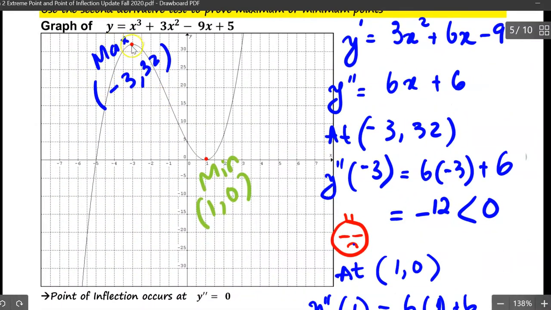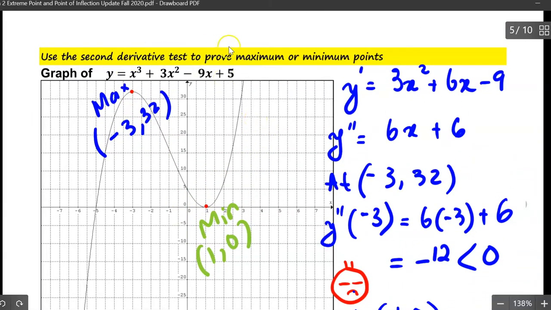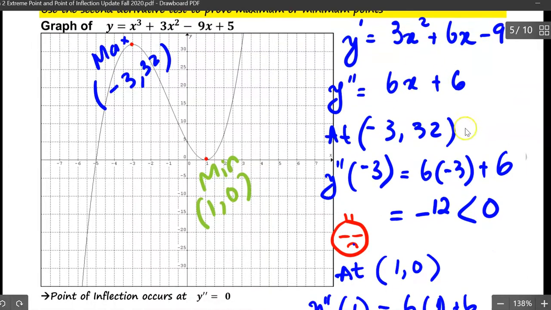And then we label our coordinates, negative 3 and 32, and 1 and 0. When we label this, before we know it's a max and before we know it's a min, we obviously know that on the graph, but we have to use the derivative test in order to prove that it's a max or a min. So using the second derivative test, from this first derivative I have to find the second derivative. This function is such an easy one for us to differentiate. So I have 6x plus 6.